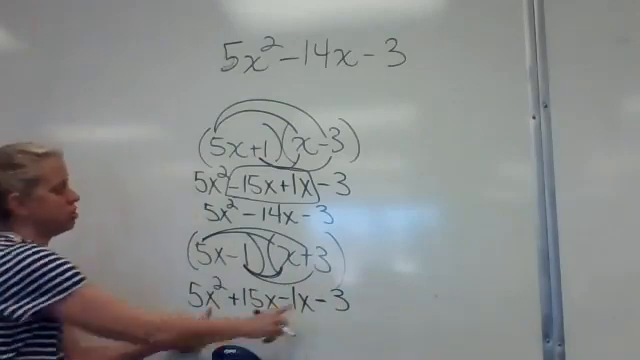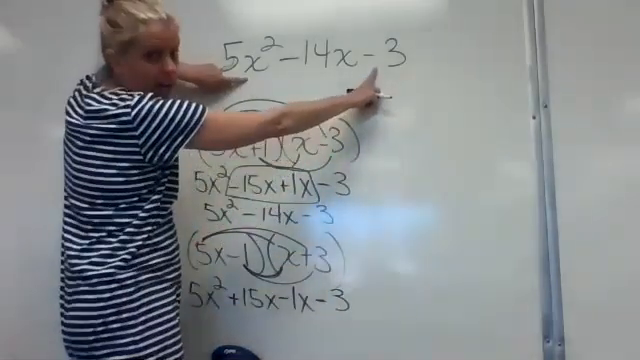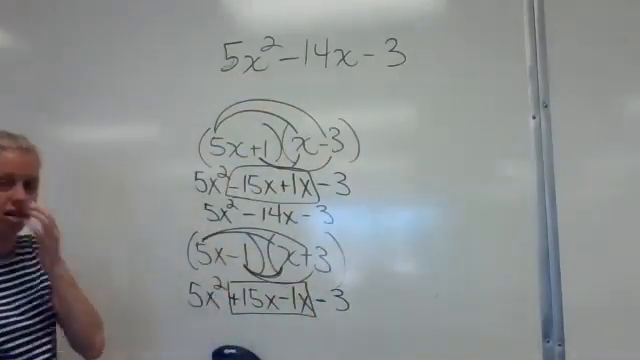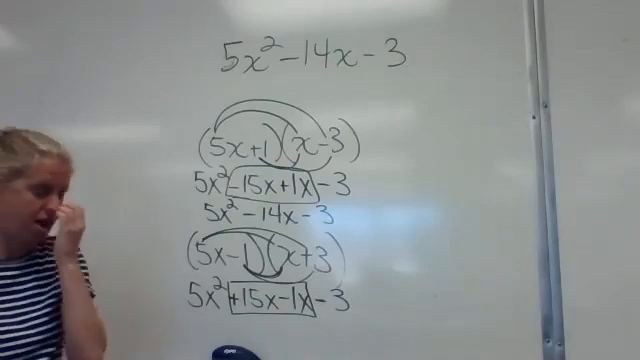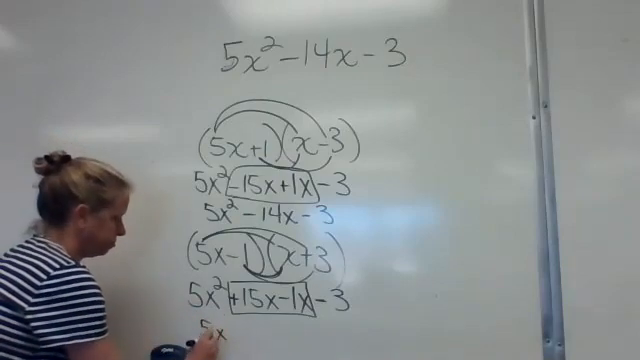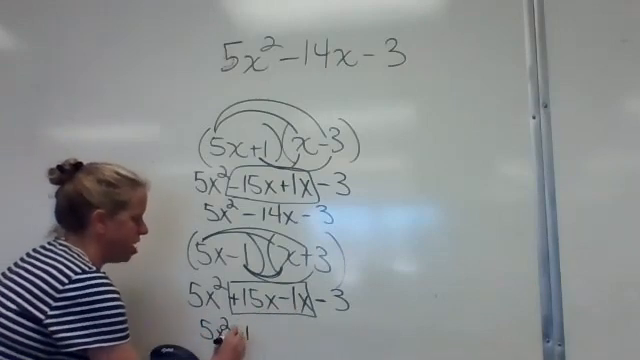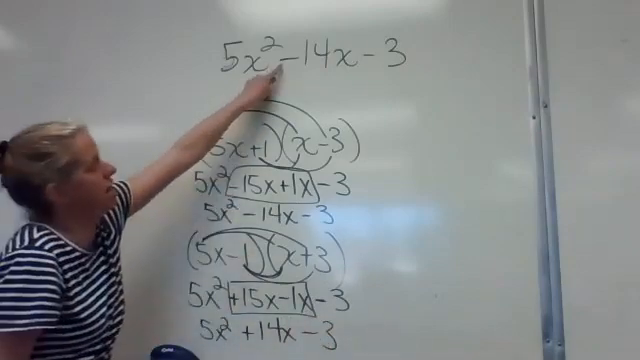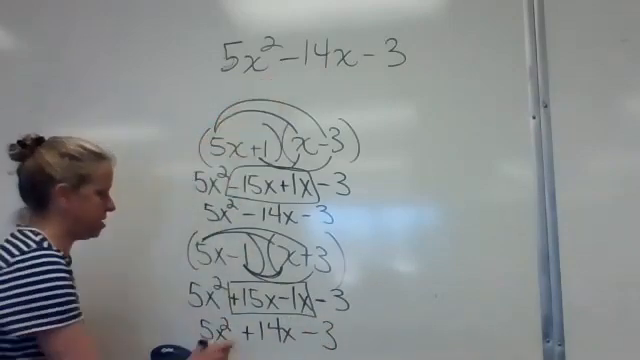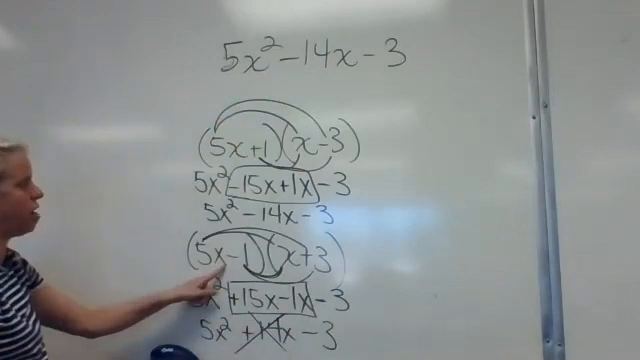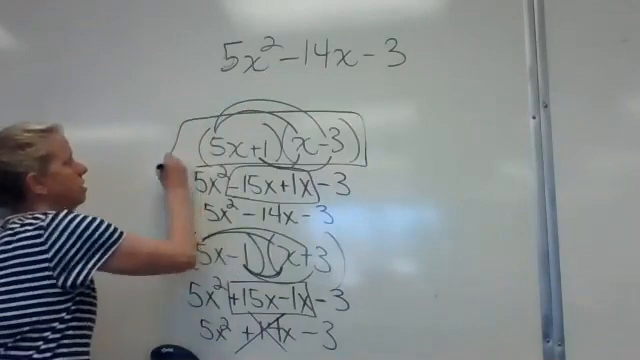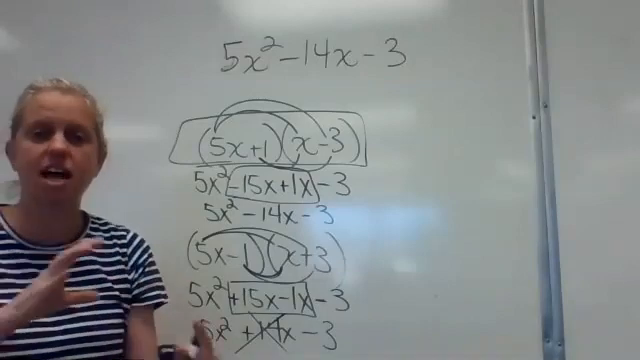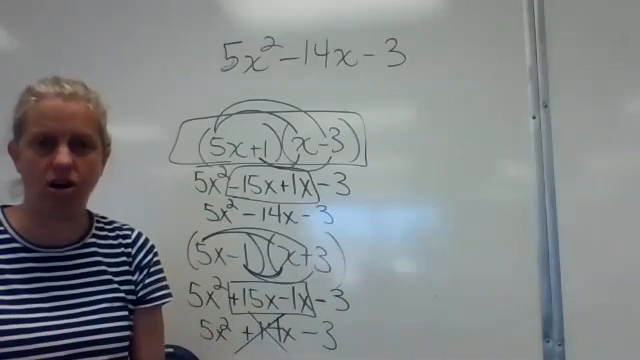So I do get the 5x squared and the minus 3. That is right. But look what you get when you combine the x's on this one. I would have 5x squared, 15x minus 1x is positive 14x, minus 3. So I needed it to be negative 14x, but it ended up giving me positive 14x. So that's why it's not this one, but it's 5x plus 1 times x minus 3. So that's how important the signs are.